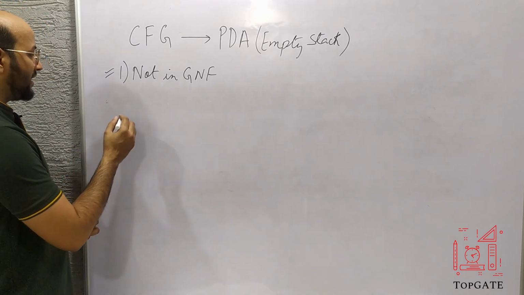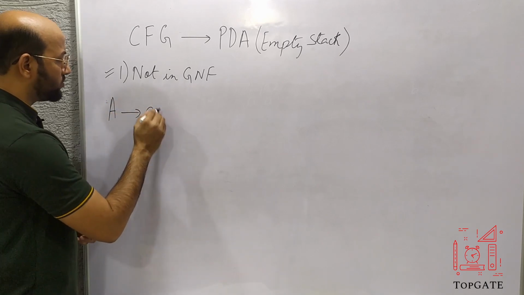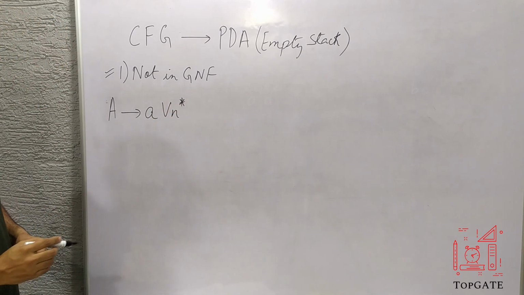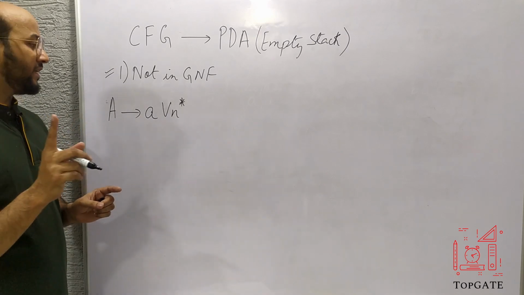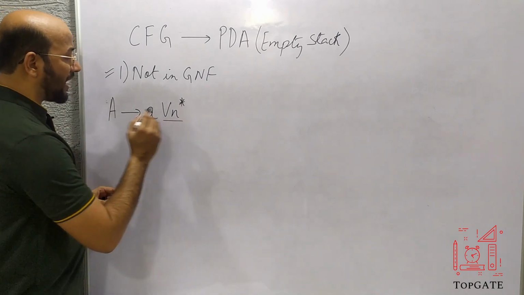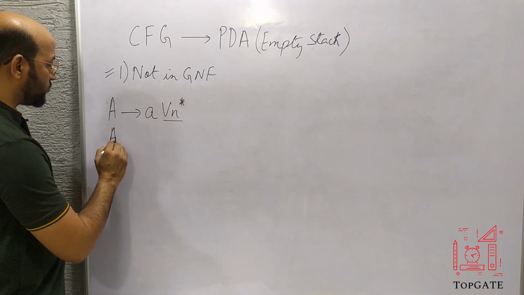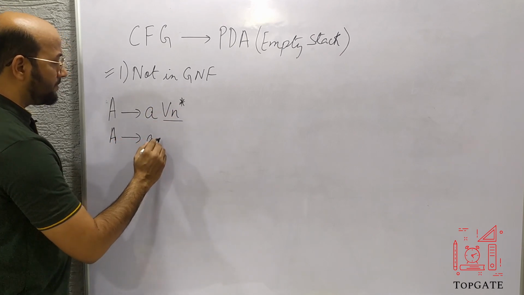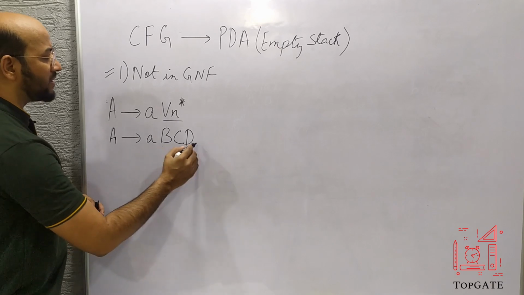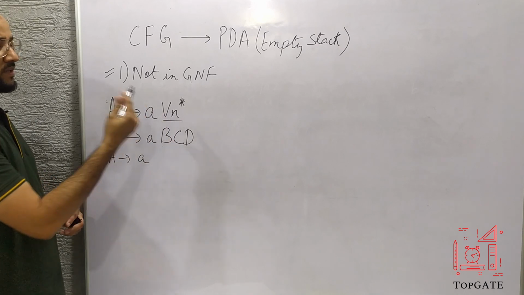Okay, so if we talk about GNF, the production in GNF is A tends to small a Vn star. Okay, now what does that mean? That is, the left hand side should contain a single variable, the right hand side should contain a terminal followed by any number of capital letters, any number of variables, including null also. So we can have in this one A tends to small a and capital B, C, D. Any number of variables are allowed in this one, and even we can have A tends to small a also if Vn is null.